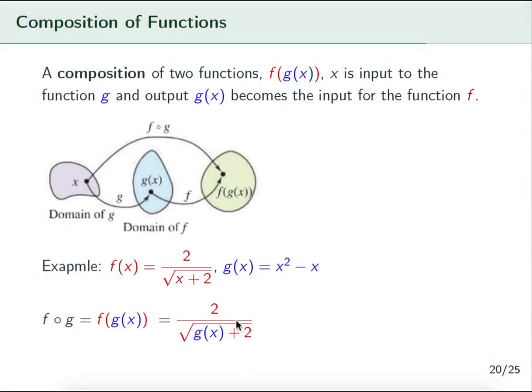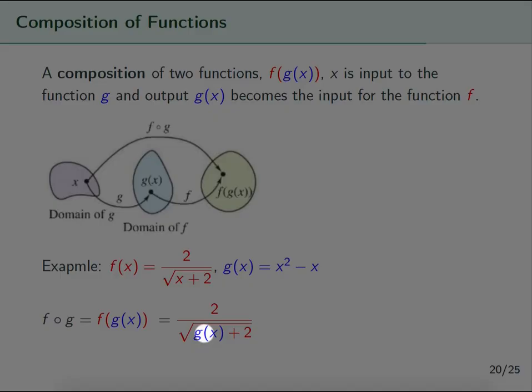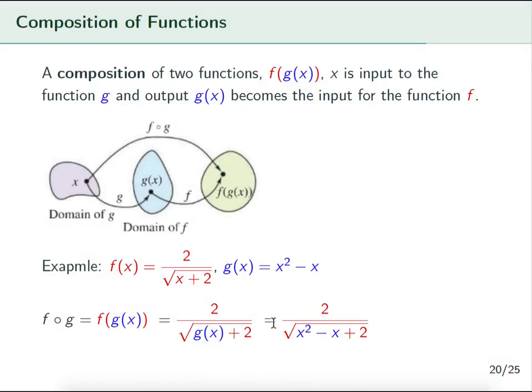Then we're plugging in what g of x is in terms of its own equation. Since g of x equals x squared minus x, I'm going to plug in x squared minus x right here. And this cannot be simplified any further. So this represents f of g of x, the composite function.